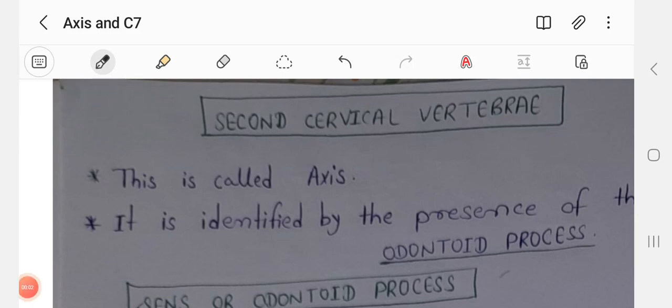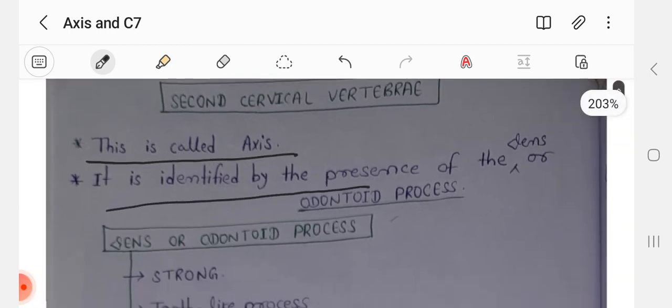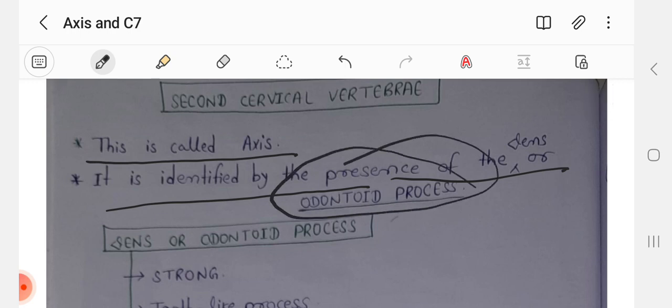Another video from Medico. In this video I will discuss the second cervical vertebra. This is also called the axis. It is identified by the presence of the dens, which is also called the odontoid process.